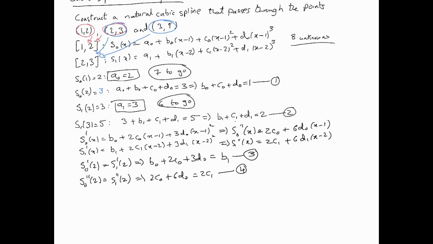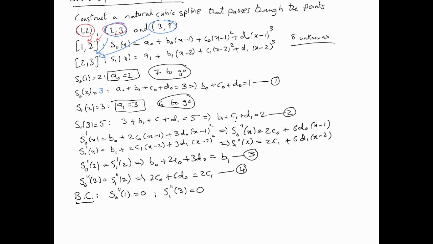Now we have applied all the matching conditions, so the only thing that remains is to apply the boundary condition. So the boundary condition BC here: S0 double prime of the starting point, which is 1, should be equal to 0, and of course the other one will be S1 double prime of 3, because the other endpoint is 3, and that should also equal 0. So these are the boundary conditions.